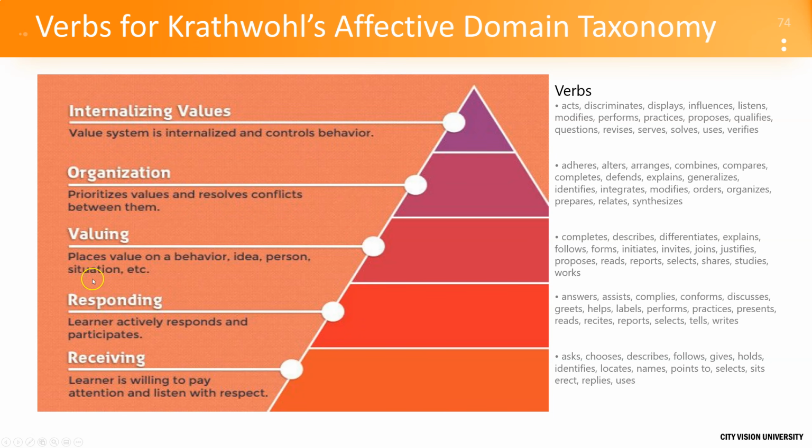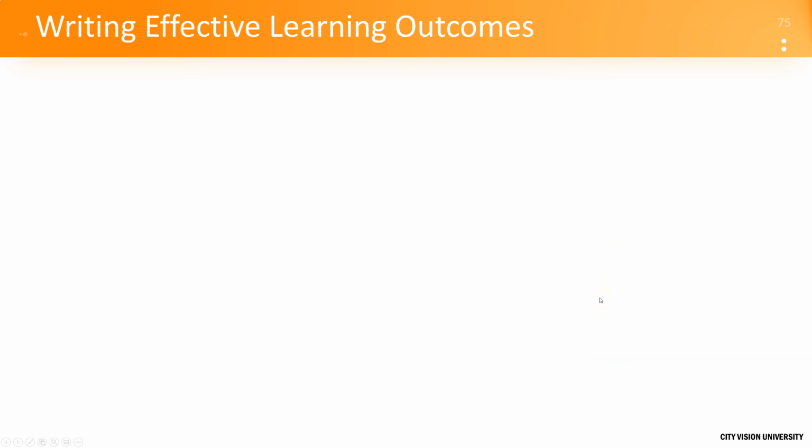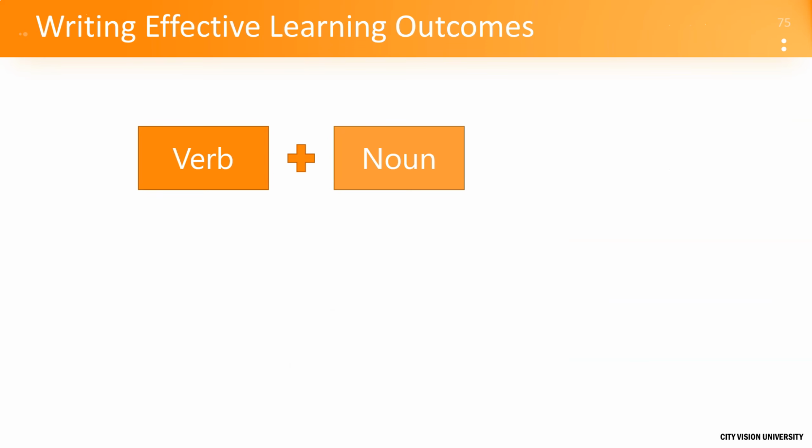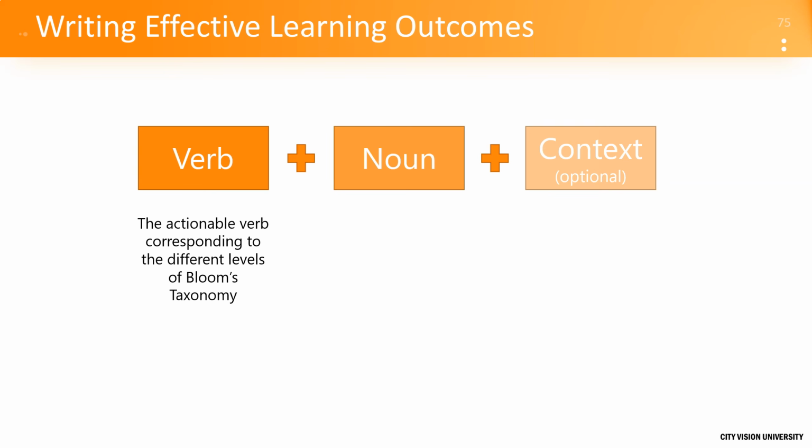So if you're trying to get someone to sobriety, then you're trying to get them up here, right? Whereas this would be, okay, you're going to listen to a lecture about the causes of addiction, and then the person responds, then they value what you're teaching, and then you're going to use these verbs to explain your learning outcomes. Now, so you have a verb plus a noun plus a context usually. So that's going to correspond to the level of Bloom's taxonomy.